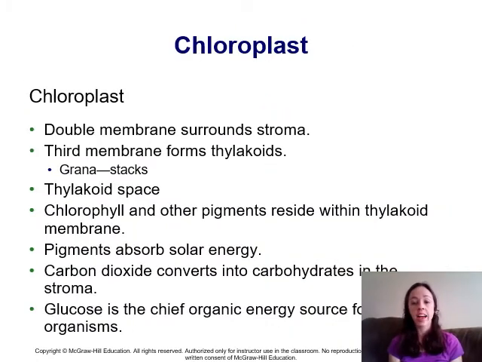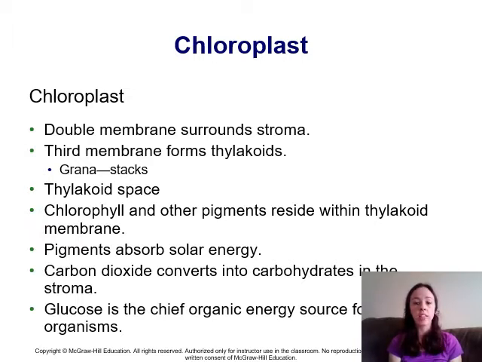So the chloroplast has 3 different layers. The outer membrane is made up of 2 layers, and then the third inner membrane will make up the thylakoids. In between the double membrane and the thylakoid is a space called the stroma. A thylakoid looks like a disc, and a stack of these discs is called grana. You can kind of think of them as like a stack of pancakes. All of the thylakoids in the grana are connected together, and the space inside this is called the thylakoid space.